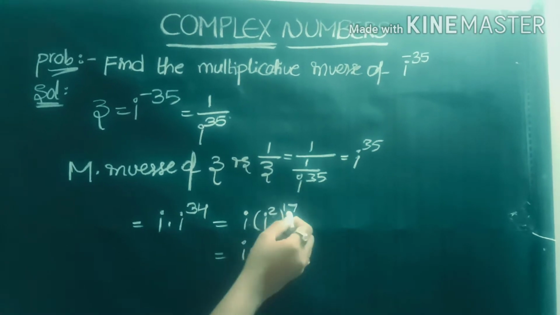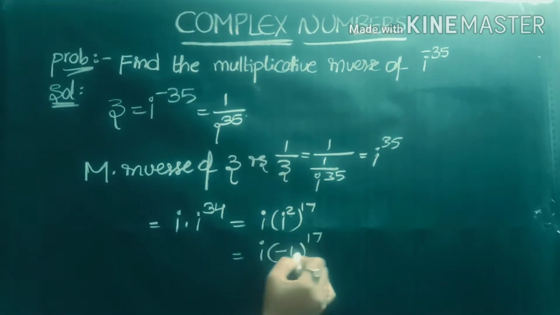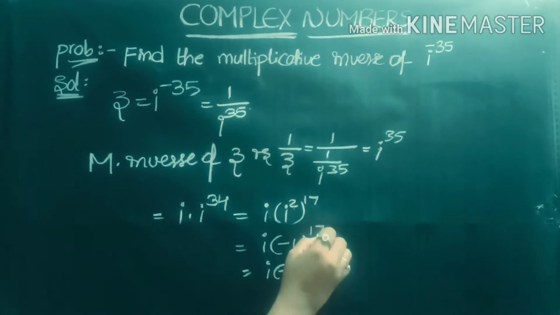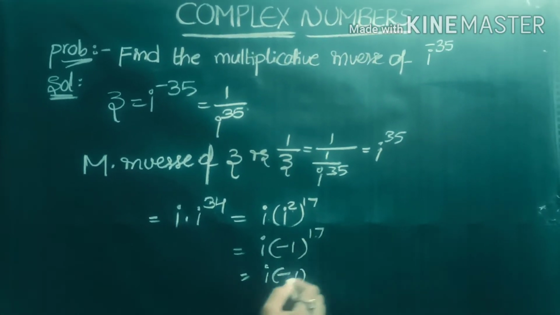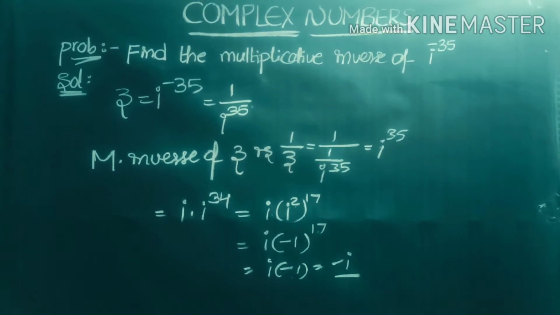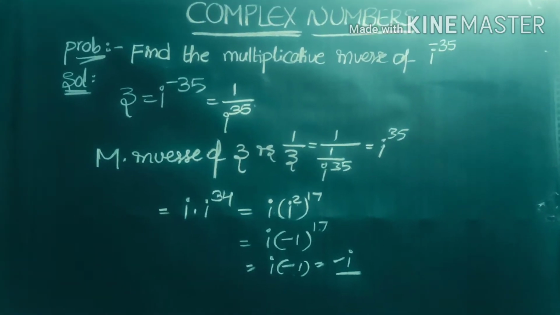i^34 can be taken as (i^2)^17, and i^2 value is minus 1, so (-1)^17, and this i into minus 1. This is an odd power, so we take this value as minus 1. So i into minus 1 is equal to minus i. So minus i is the multiplicative inverse of the given number.